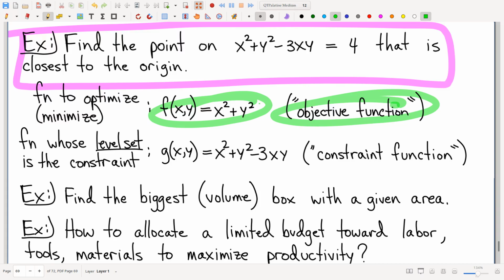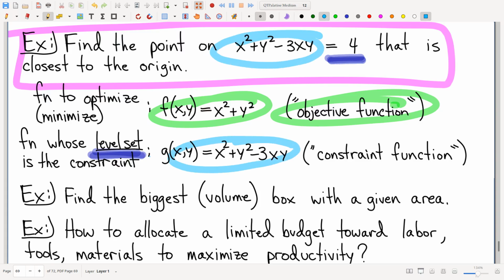The second thing you have to do, there's a little hiccup on this. You have to express your constraint as a level set. Very important. It's got to be a level set. You'll see why in a couple minutes. You've got to rewrite your constraint as a level set. Level set of what function? In this case, this is the function whose level set gives us our constraint. So this is what we're going to call our constraint function.